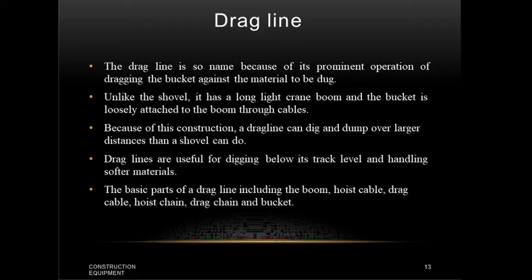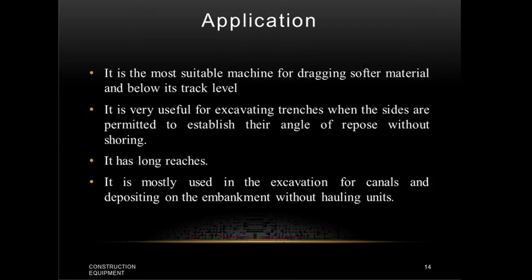These are various points regarding the dragline. The capacity of a dragline is indicated by the size of the bucket in cubic meters, and the dragline can be crawler mounted, wheel mounted, or truck mounted type. These are the basic parts of a dragline: boom, hoist cable, hoist chain, drag chain, and bucket. So next, what is the operation? How does the dragline operate?